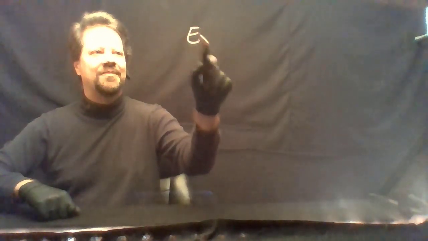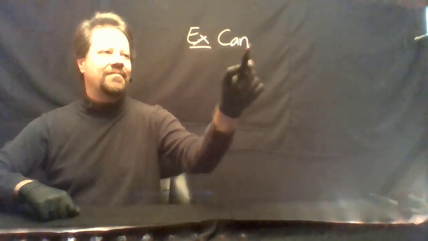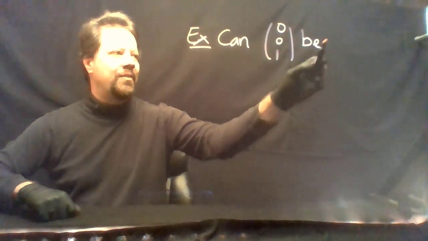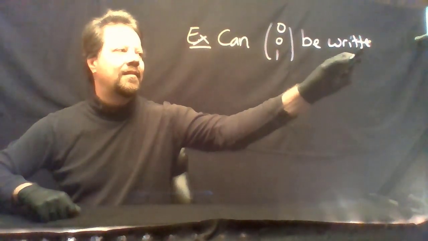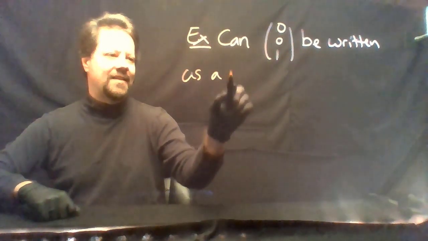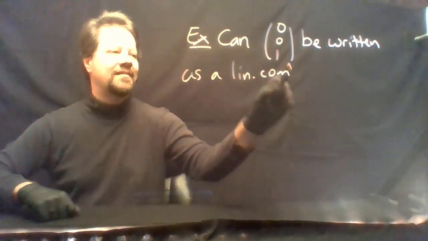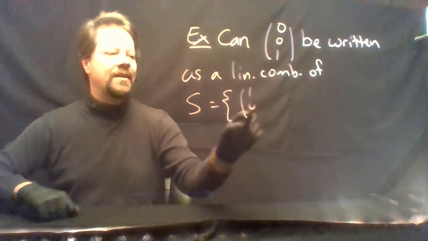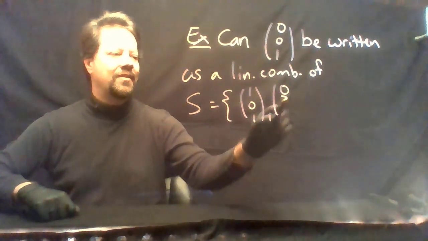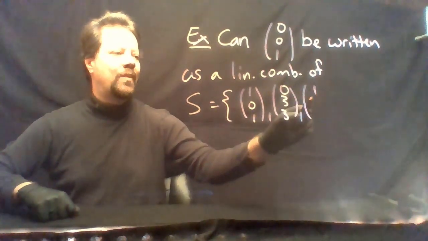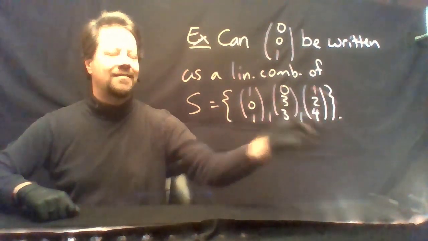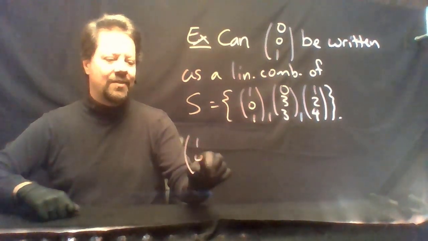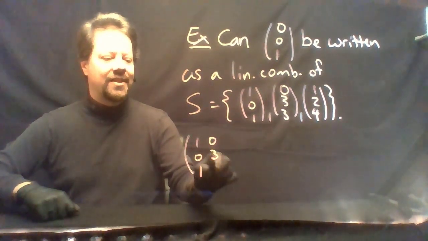As another example, we'll ask, can (0, 0, 1) be written as a linear combination of vectors in S equals (1, 0, 1), (0, 3, 3), and (1, 2, 4)? Let's find out. We'll put things into an augmented array again, just as we did last time.